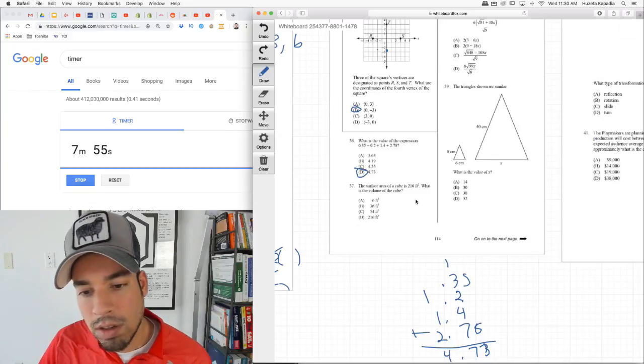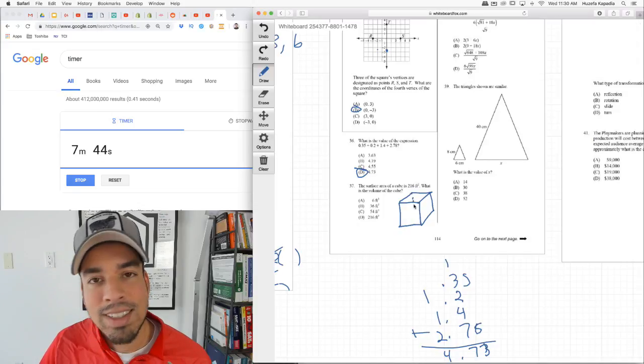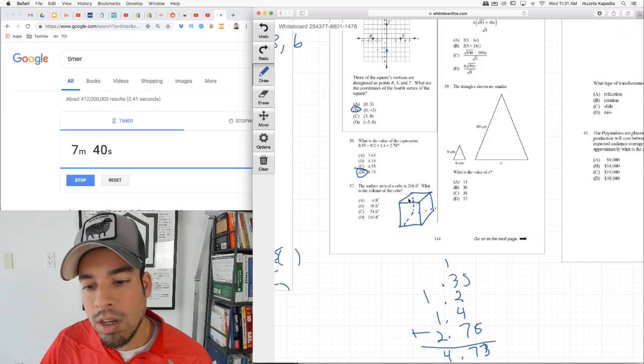There we go. The surface area of a cube is 216 square feet. What is the volume of the cube? Okay, so check it out. Surface area. We want to think there's 6 sides of a cube. If I were to draw this through, there's 6 sides. So each face has a certain area, and then times 6 gives you 216.